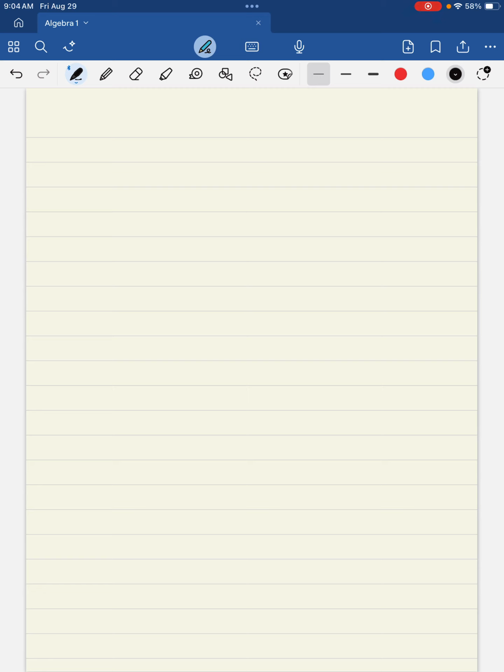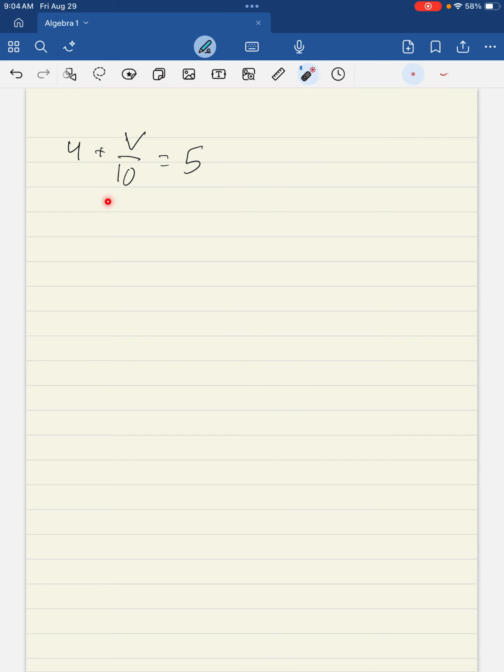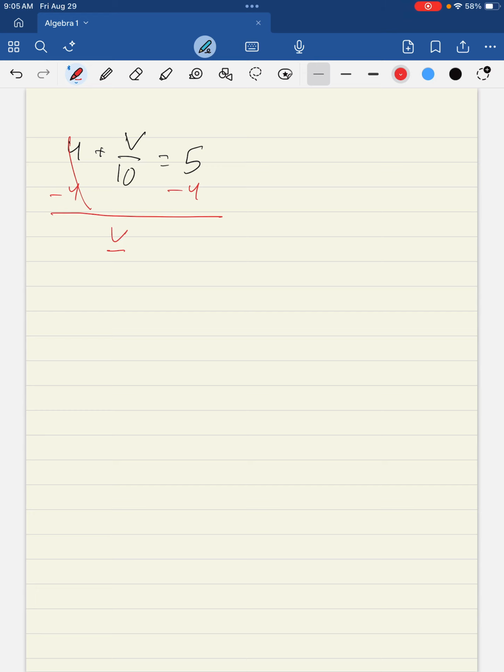So let's do 4 plus, we'll go v over 10 equals 5. This looks different, but here's your variable term. The variable is being acted on by a divide by 10. Okay, so we need to get this guy by itself first. And what we can do is we can minus 4 both sides. And we've got ourselves v over 10 equals 1.